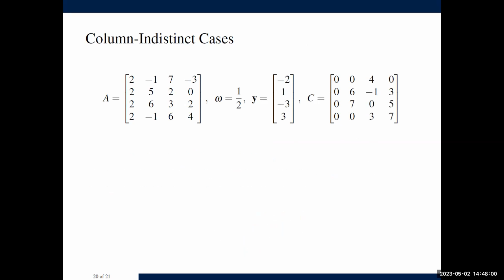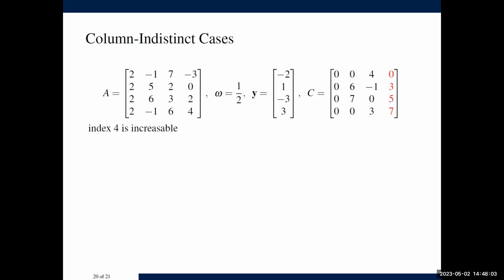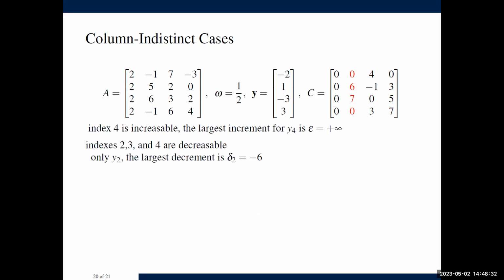Now we have another example with different solutions. Now the only index that is increasable is 4, and the largest increment is plus infinity, because when we change this last column to plus infinity, for each row we still have 0 as the second smallest element. Now for the decreasable indices, we have 2, 3, and 4. So we have at most 4 possibilities.